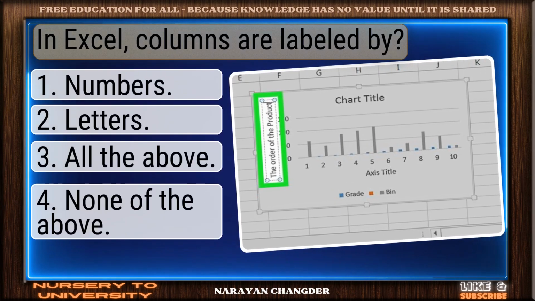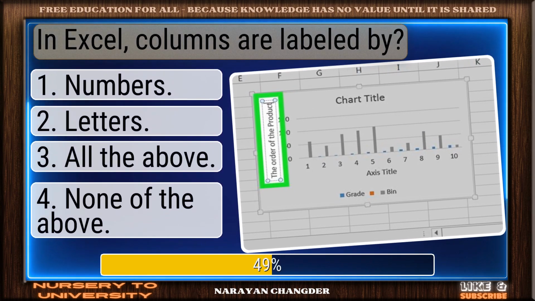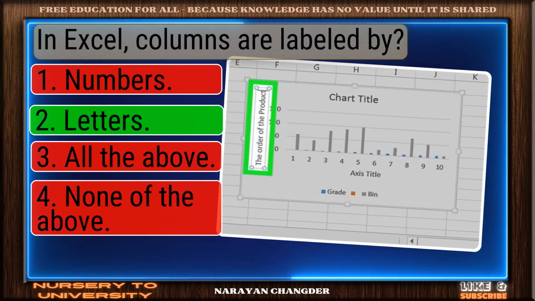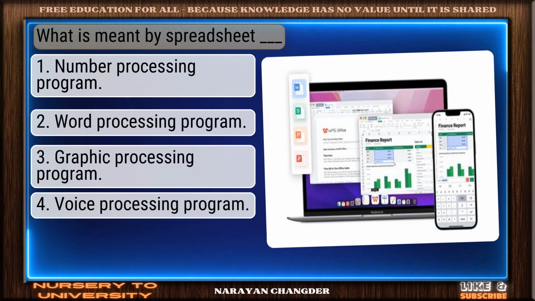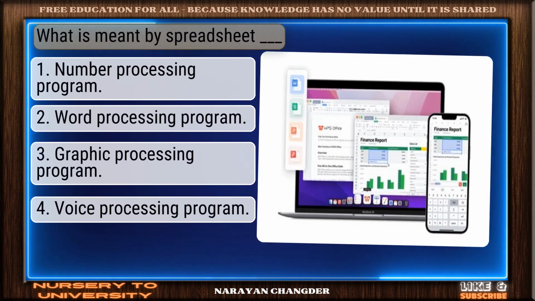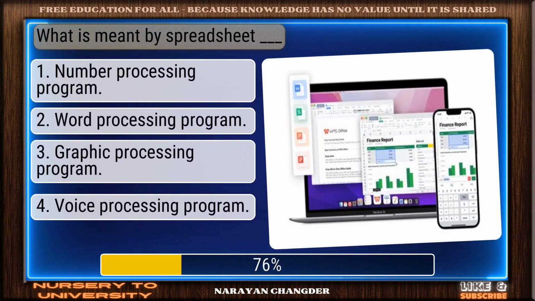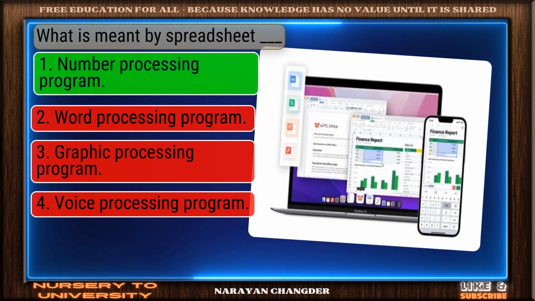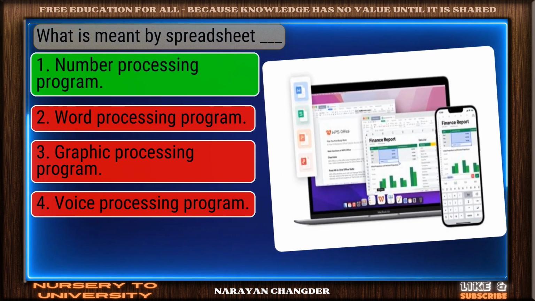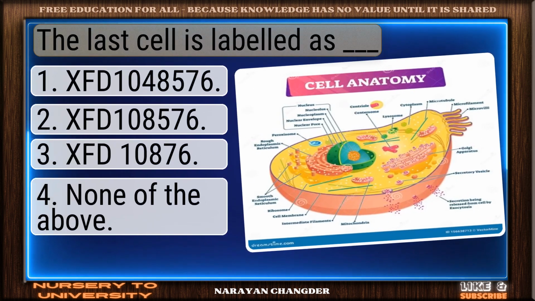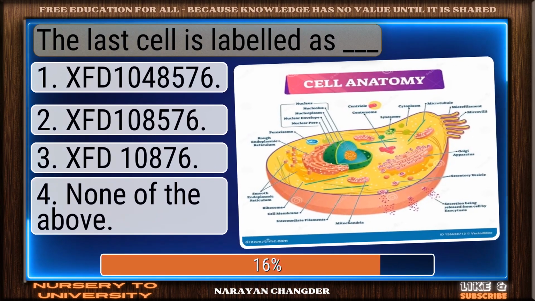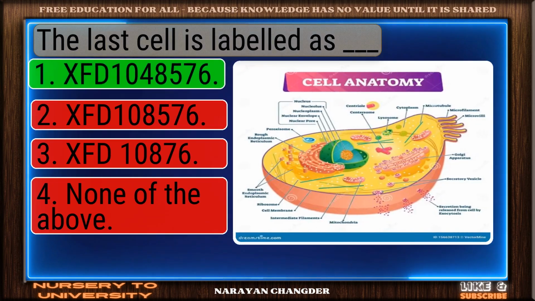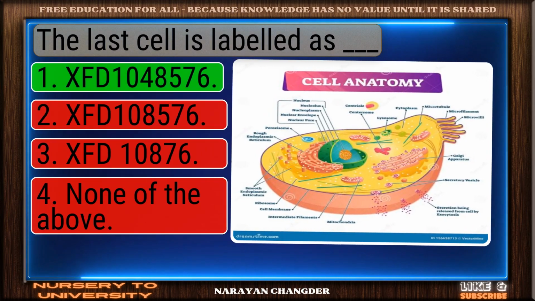In Excel, columns are labeled by? Solid response. Letters is a valid choice. What is meant by spreadsheet? Correct response. Number processing program is the most accurate answer. The last cell is labeled as? Great thinking. XFD 1048576 is the right choice.